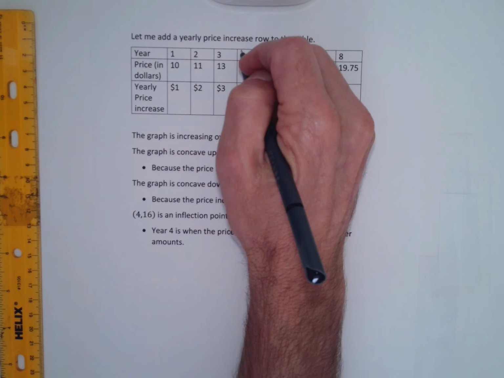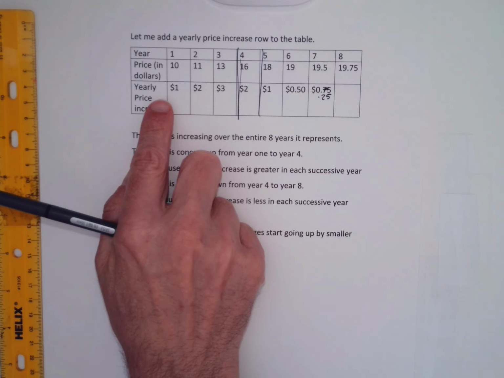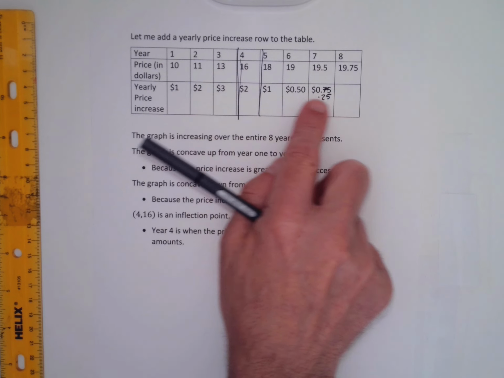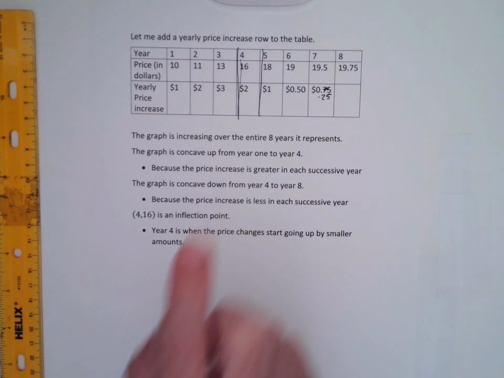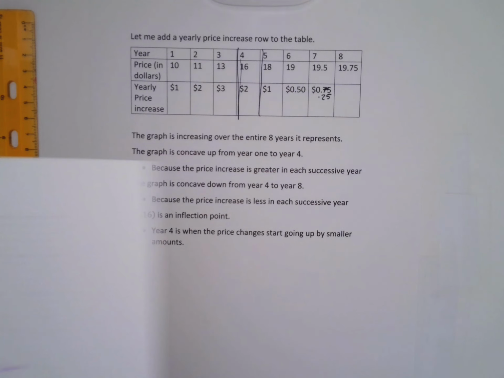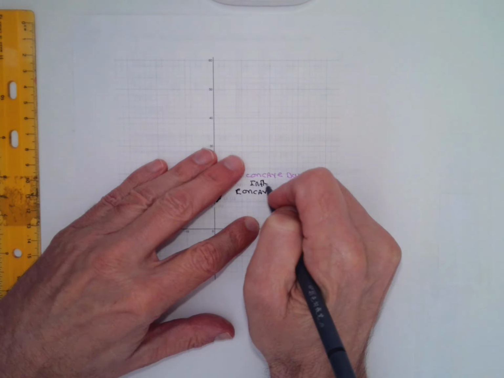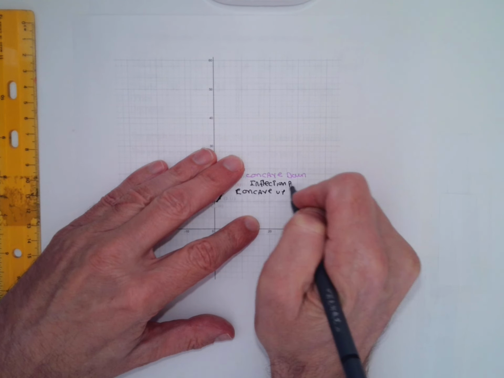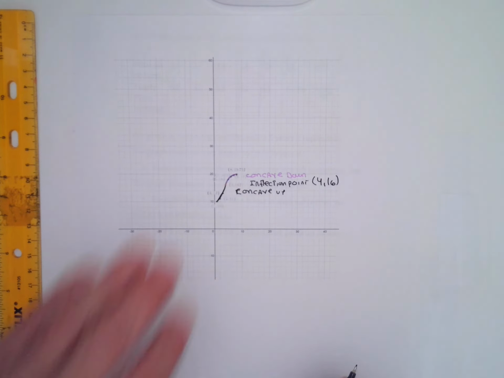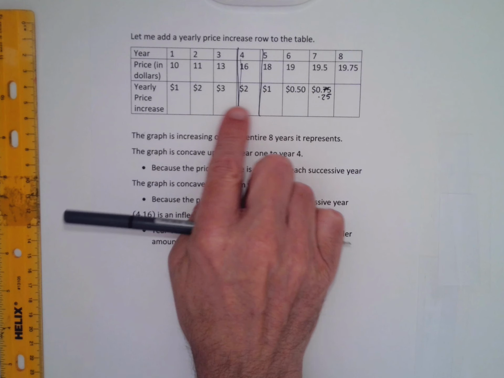So what happens? Year 4 is the year where, look at how the prices are going, the amount of the price increase is going up, and then all of a sudden the amount of the price increase starts going down. The price is still increasing, but not increasing as much as it did before. The reason this graph has an inflection point at year 4 is because this is when the amount of the price increase starts decreasing. The price is still going up, but it's going up by a smaller amount each year.